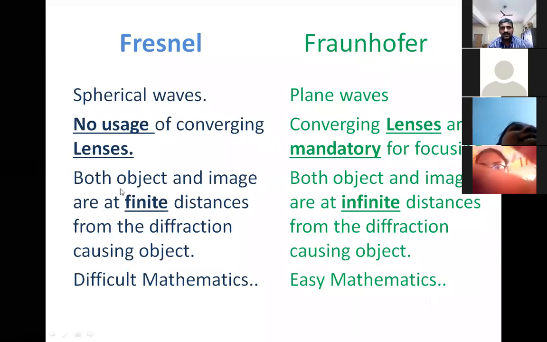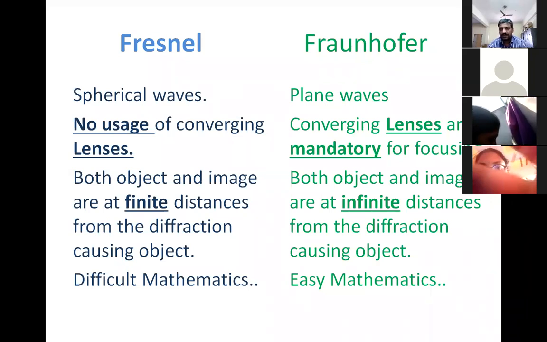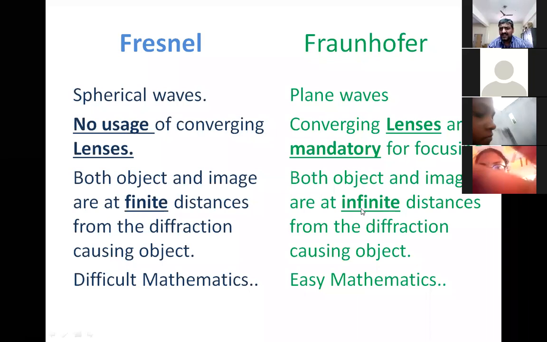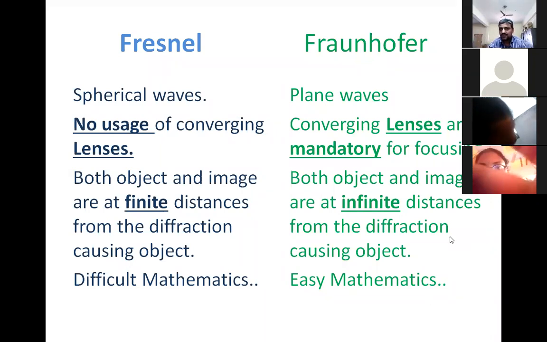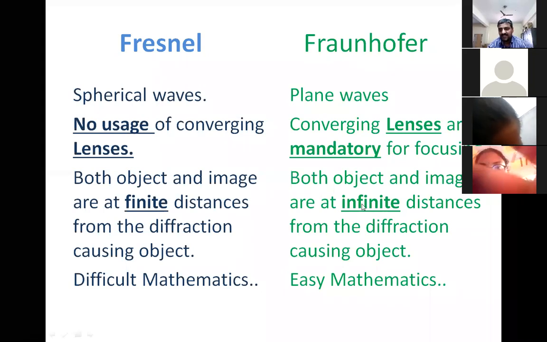And coming to the other comparison, as I mentioned already, in Fresnel's class both image and object are at finite distances from the diffraction causing object, that is the slit or aperture. So with respect to the slit, both source as well as screen will be at a finite measurable distance, but not at infinity, right? Whereas in the Fraunhofer case, both the source as well as screen are at effectively infinity. Please try to understand here, I should not use the word infinity directly, it is effectively infinity.